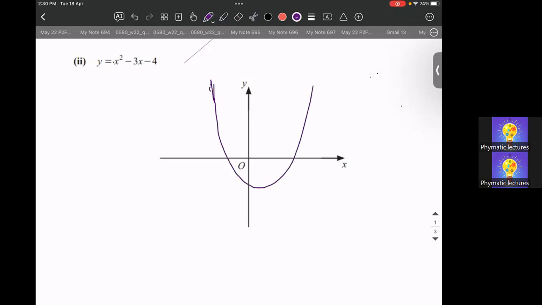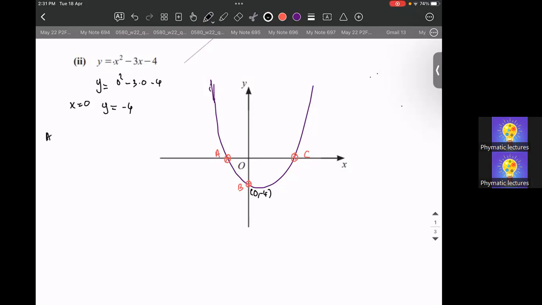But we should also calculate the intersecting points. We have 3 intersecting points, 2 points on the x-axis and 1 point on the y-axis. I just named the intersecting points as A, B, C. First of all, I will find the coordinate of B, which is a point on the y-axis. On the y-axis, the x coordinate is always 0. So y is equal to 0 square minus 3 times 0 minus 4, so y is minus 4. So when x is equal to 0, the y coordinate is minus 4. So this coordinate is (0, -4).